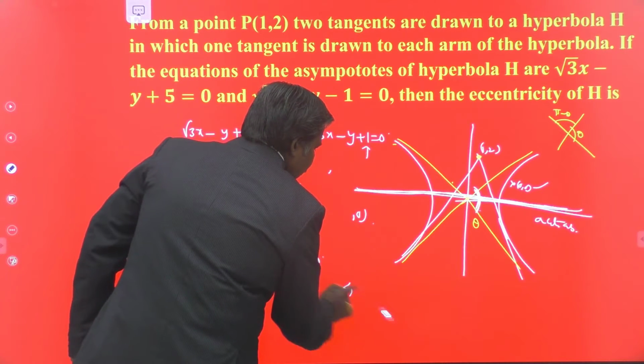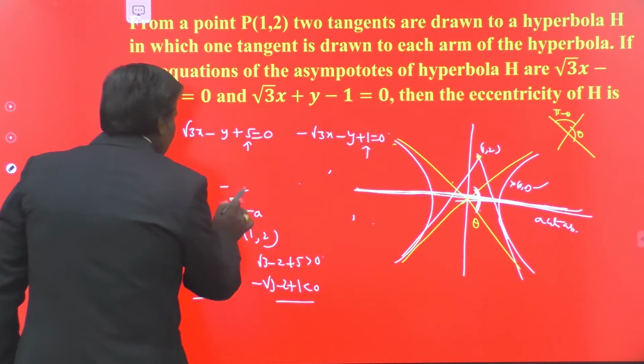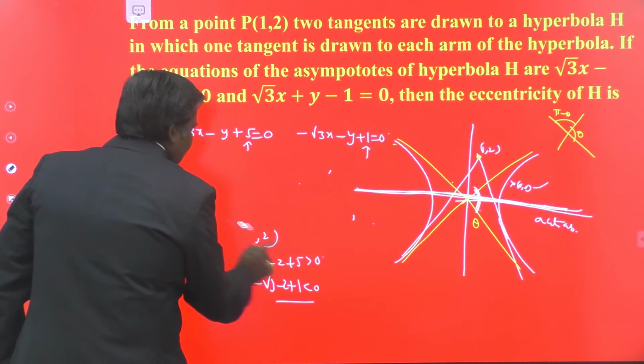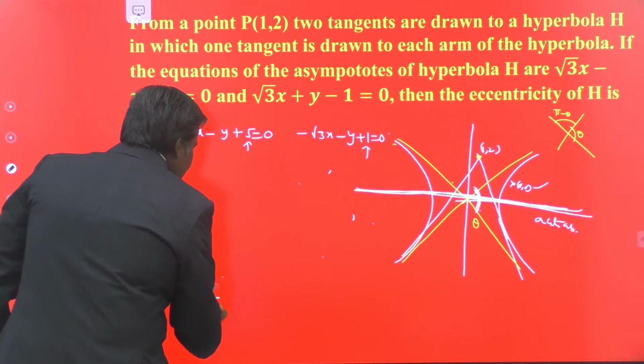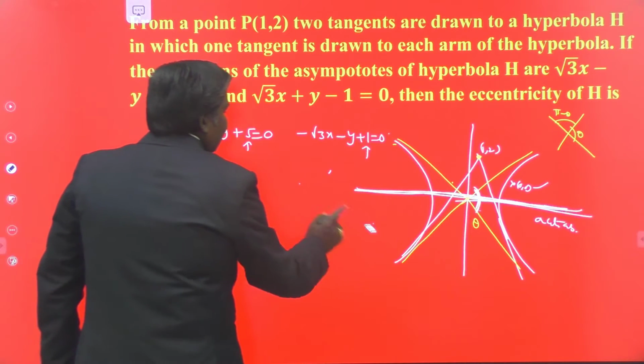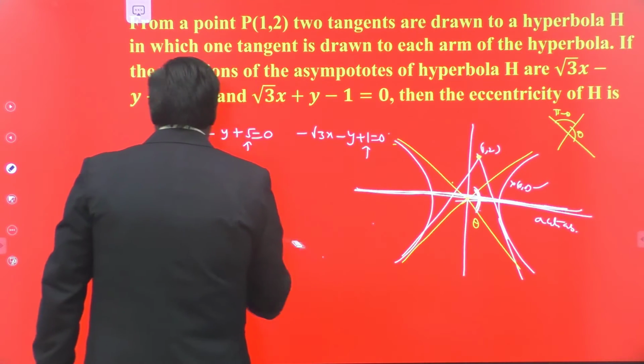So that is the acute angular bisector. Now we have to find the acute angle between these two lines. It is very easy. From here itself the problem is very easy for you. The identification is very important here.